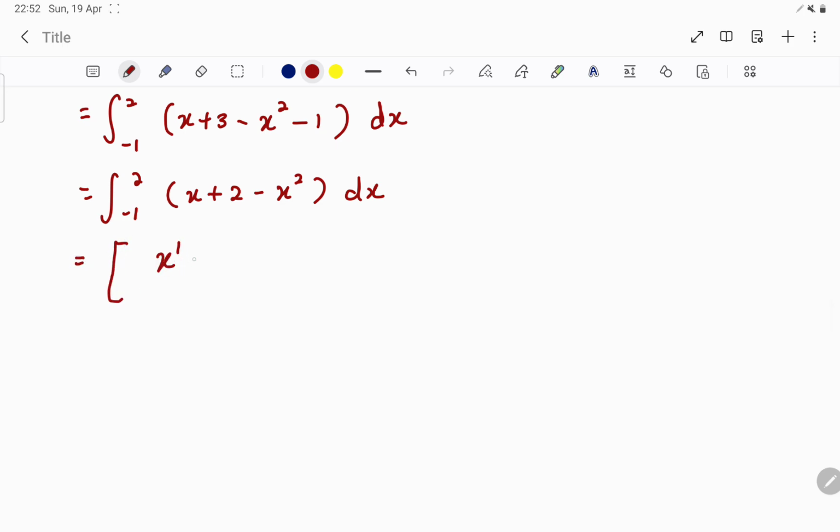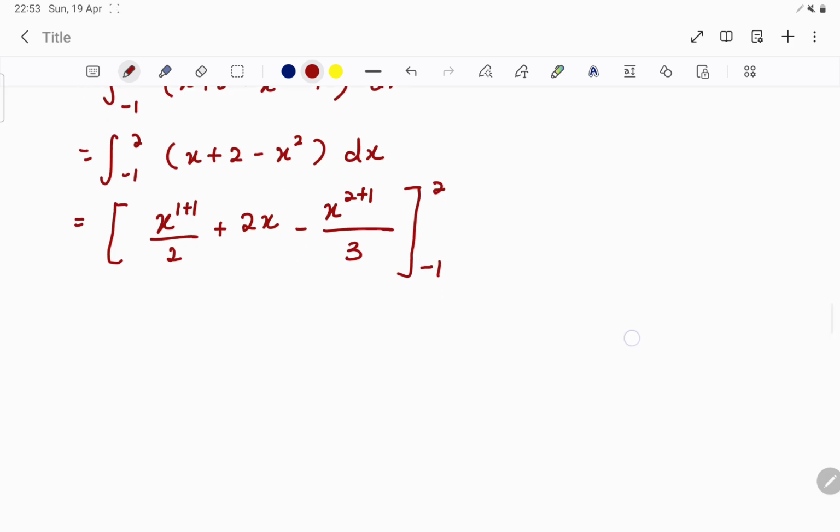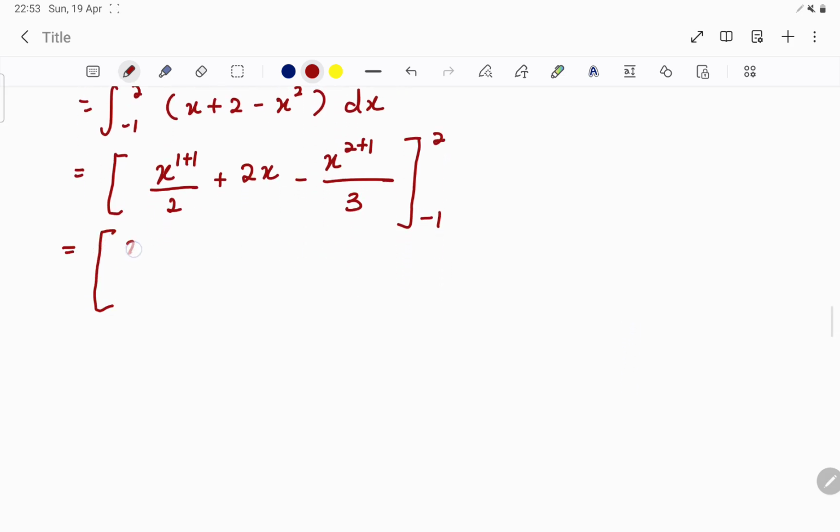So x is power 1, right? When we want to integrate, plus 1 divide with 2. Then plus with 2, when we integrate, we just add x at the back, so become 2x. Now, negative x squared. So you put negative x squared, power is 2, right? We plus 1, then we divide with 3. Then we done integrate. We're going to integrate starting from negative 1 to 2. So here we simplify properly. Then you're going to get x squared divide with 2 plus 2x minus x to the power of 3 divide with 3. Then integrate from negative 1 to 2.